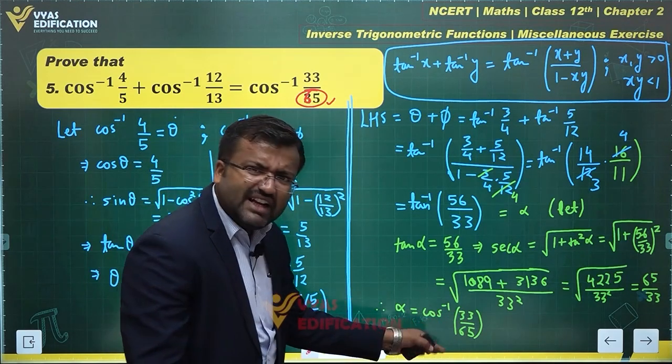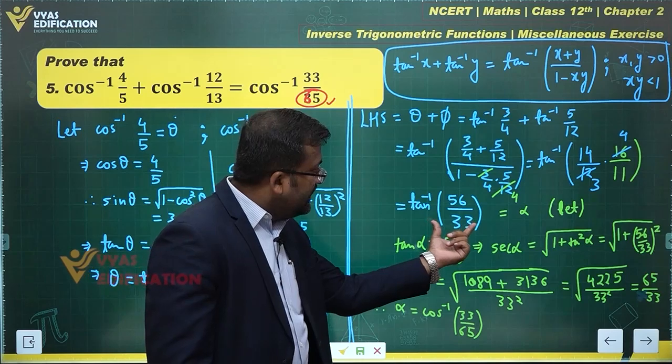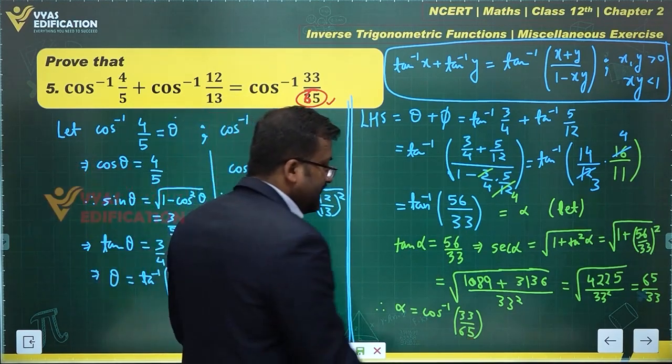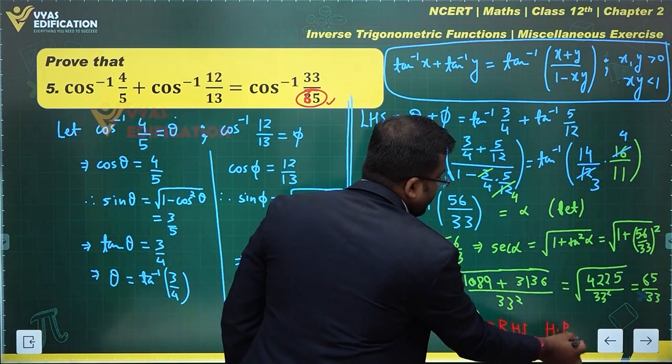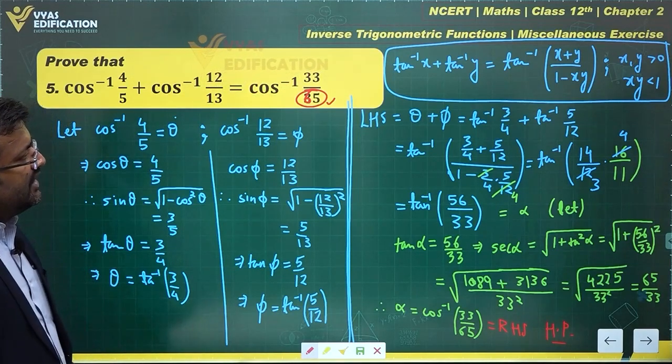And have we done that? Yes, we have done exactly that. This comes out to be tan inverse 56 upon 33, which is actually equal to cos inverse 33 upon 65. This is my RHS. Hence proved.